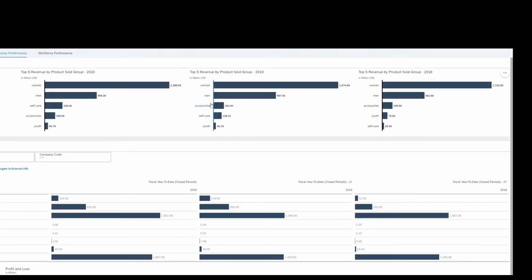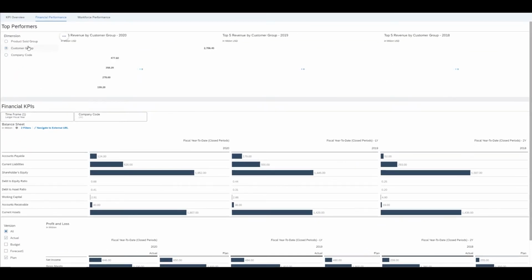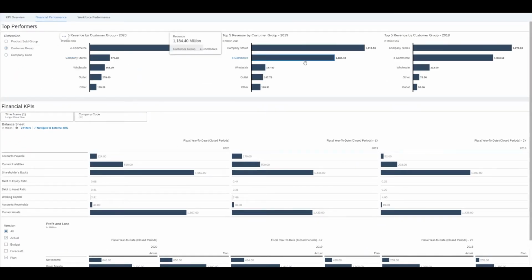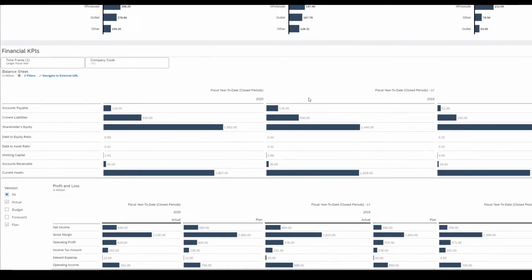Looking at the product group breakdown, women and men product groups have always been top revenue generators for the past 3 years, but as you may notice, self-care products have consistently gone up every year. If we look into the customer group in the past 2 years, revenue has been coming from the stores, but this year it is coming from direct to consumers. The pandemic has really changed the buying patterns of the company's customers.